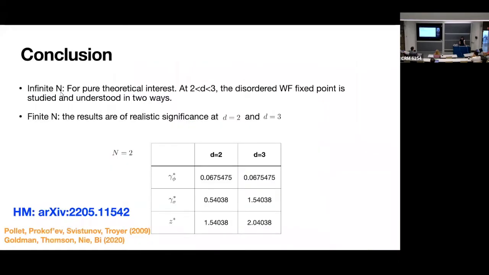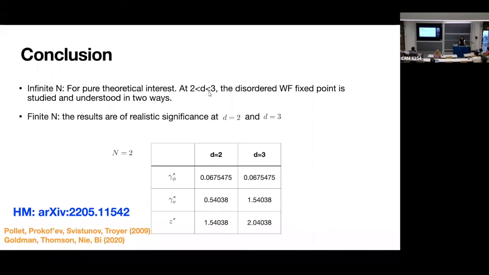The infinite n case, I guess, is only of pure theoretical interest, because there are interesting ways to understand the system. So when the space dimension is between 2 and 3 dimensions, the disordered Wilson-Fisher fixed point can be understood in two ways. One is simpler, one is more complicated.